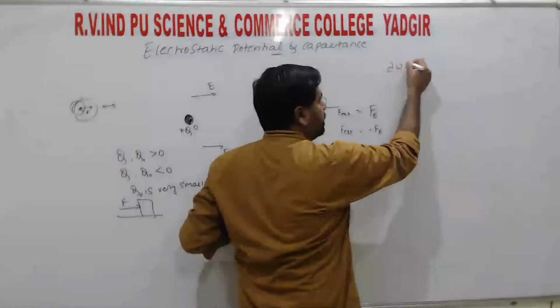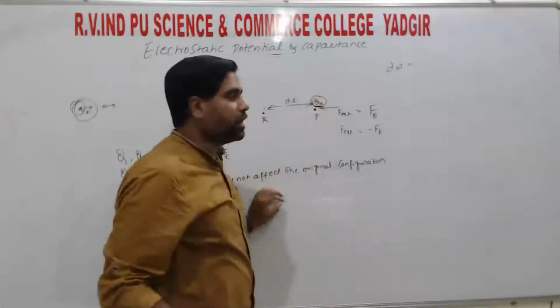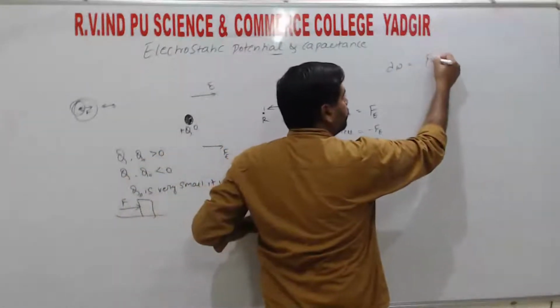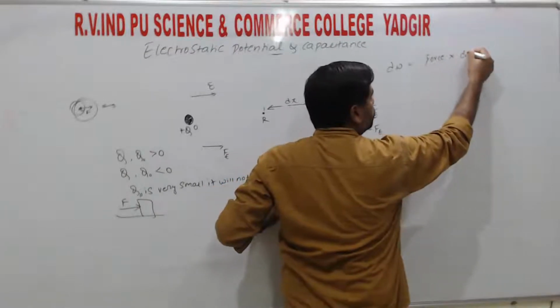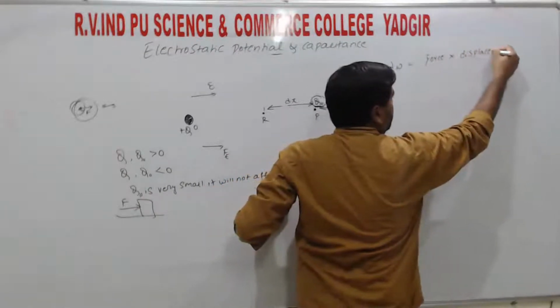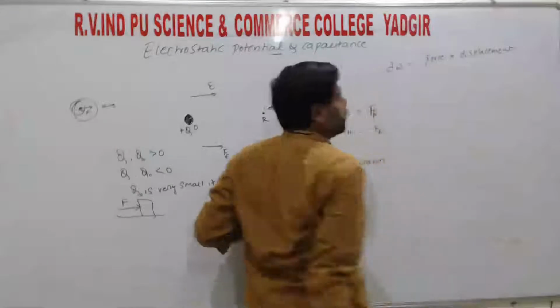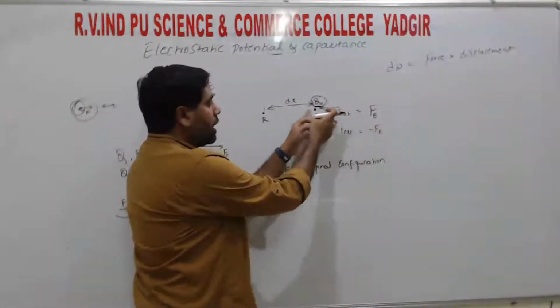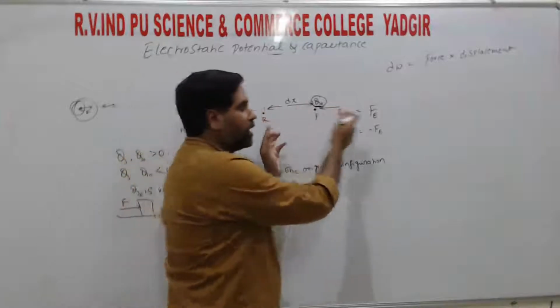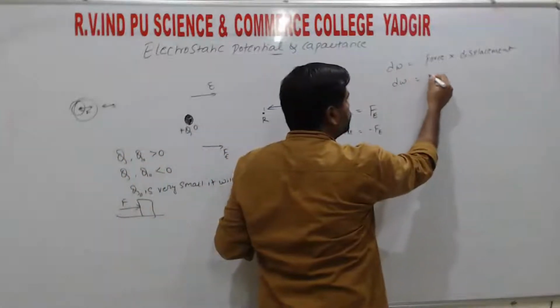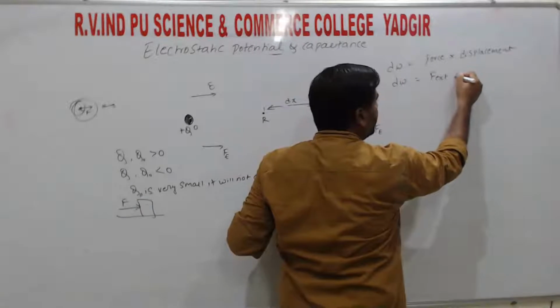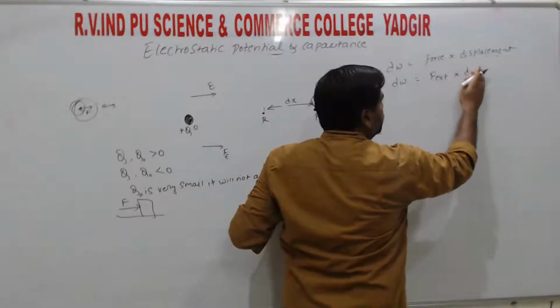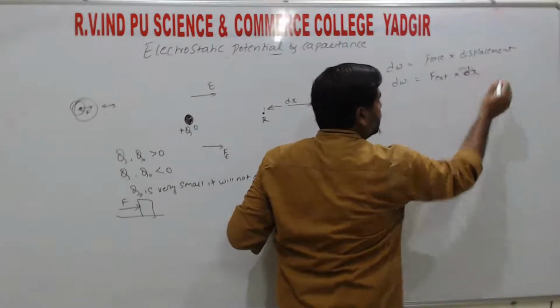Small work done, dW, right? So small work done is equal to the force into displacement, right? So here the applied force is the external force and we are getting the displacement, right? So dW is equal to F external into the displacement dx.